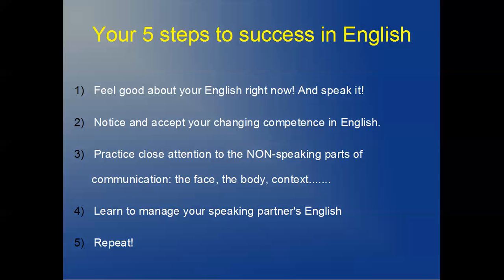Number two, notice and accept your changing competence in English. Please, have you noticed in your first language that when you're tired, you can't speak so well. When you're really tired, you start to sound like a drunk person. That's in your first language. In your second language, this will happen much faster.